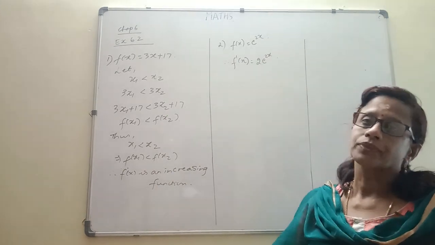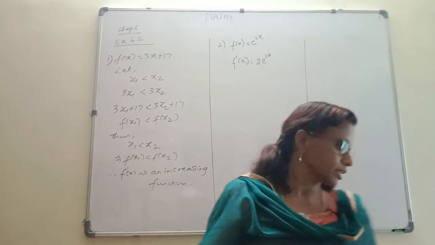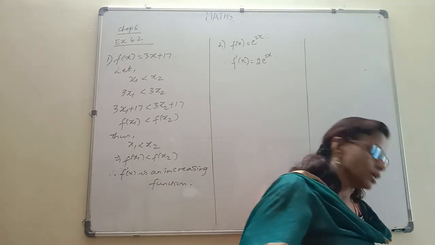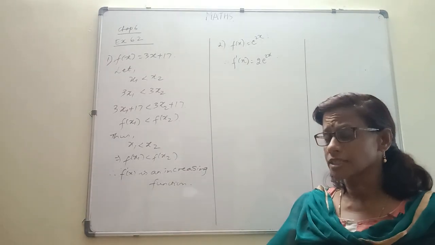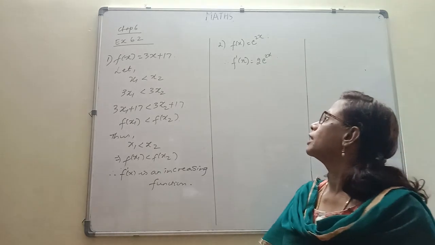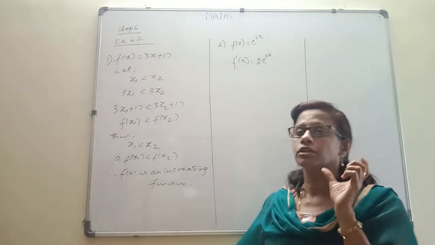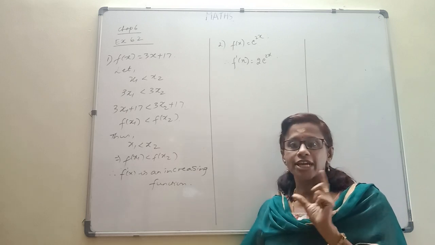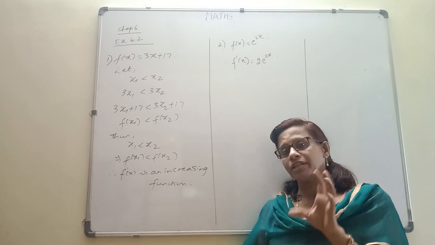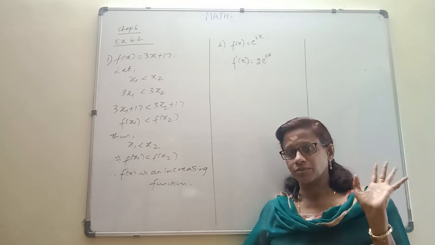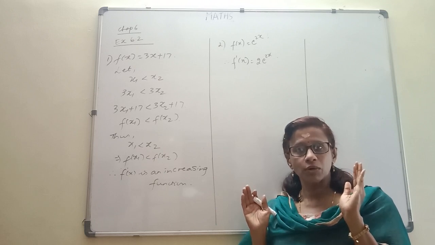Now, they have told us to check whether the function is increasing on R, so from minus infinity to infinity. That's what they're asking us to show. See, if the function is increasing, then on a particular interval, f dash x should be greater than 0. If it's decreasing, then in that interval, f dash x should be less than 0.